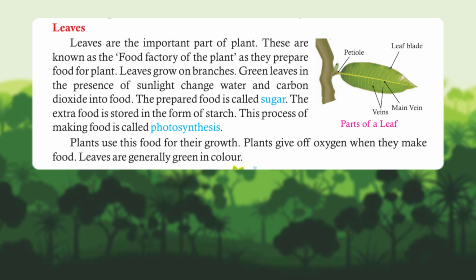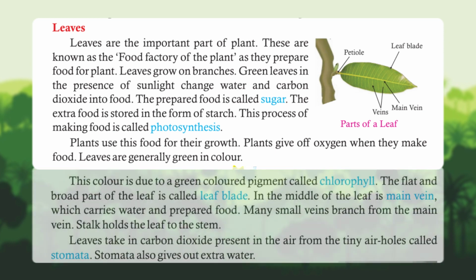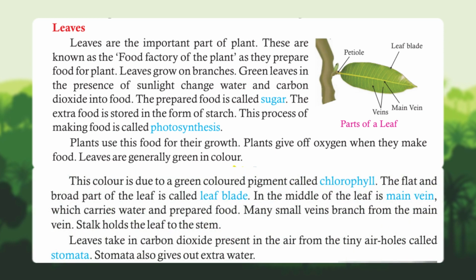This process of making food is called photosynthesis. Plants use this food for their growth. Plants give off oxygen when they make food. Leaves are generally green in color. This color is due to a green-colored pigment called chlorophyll.